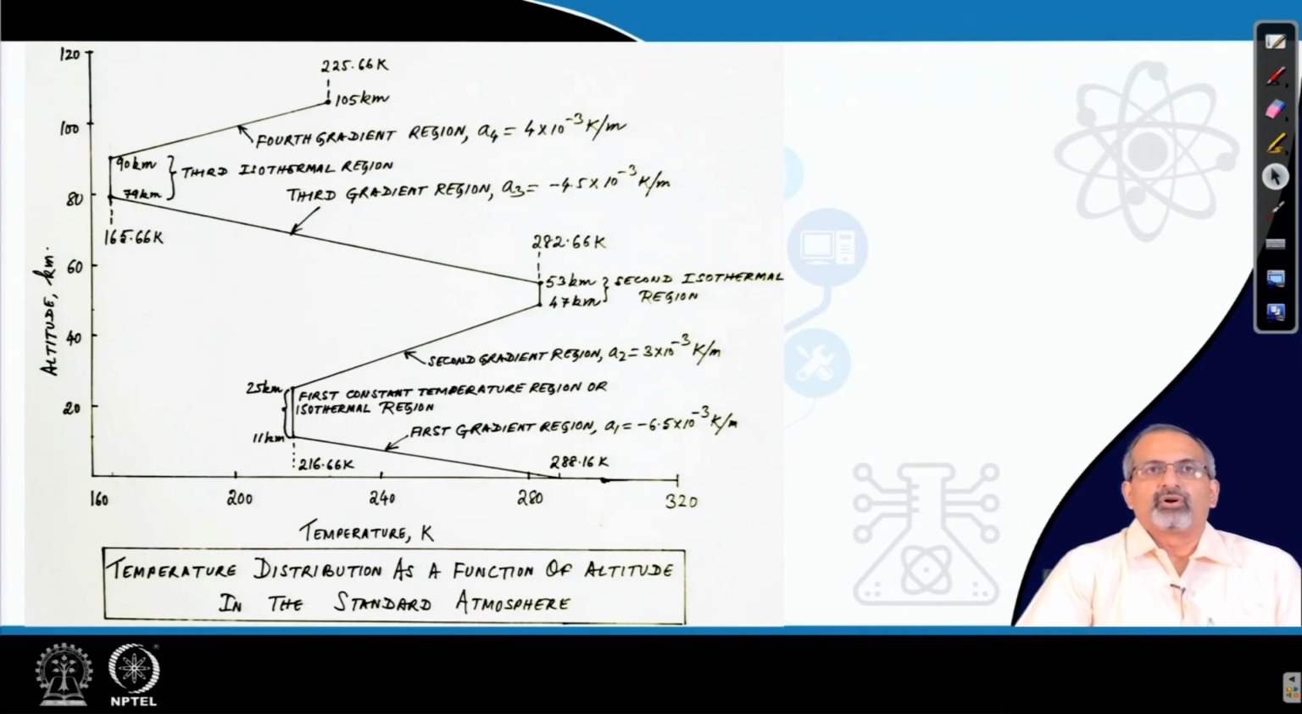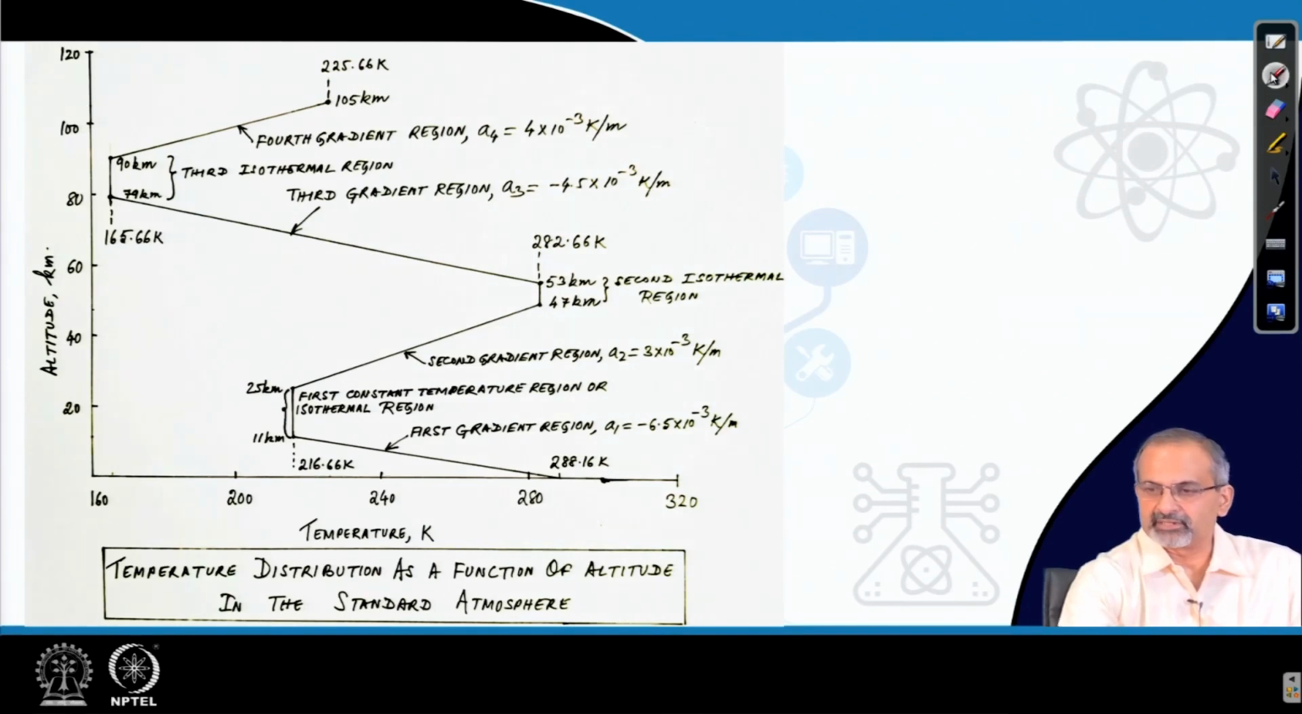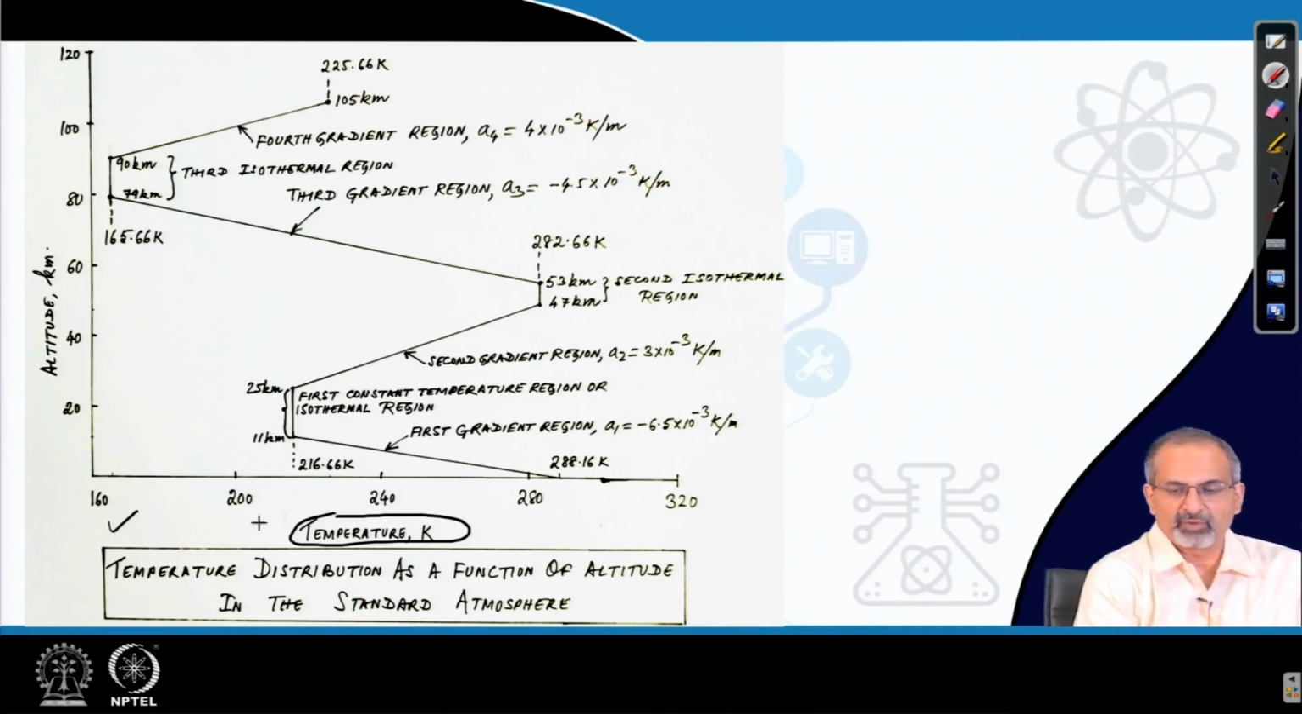This is a glimpse of the temperature variation, or the temperature distribution, that we see within our atmosphere, shown as a function of altitude in the standard atmosphere sense. On the x axis you have temperature in Kelvin, varying between 160 and 320 Kelvin. Altitude is given in kilometers, starting from 0, which is the mean sea level, up to around 100 kilometers. That is quite a bit of an altitude anyway.